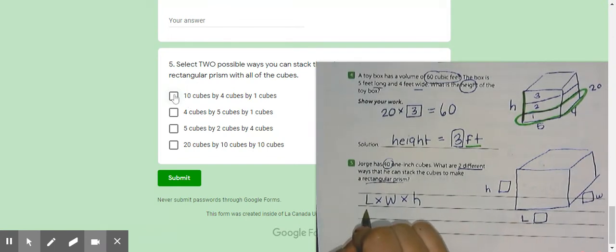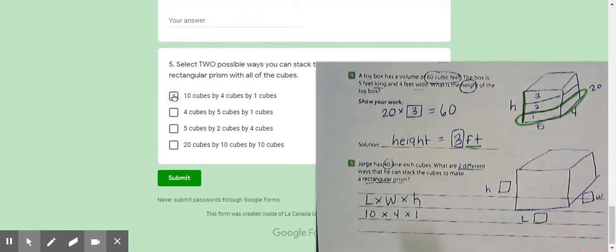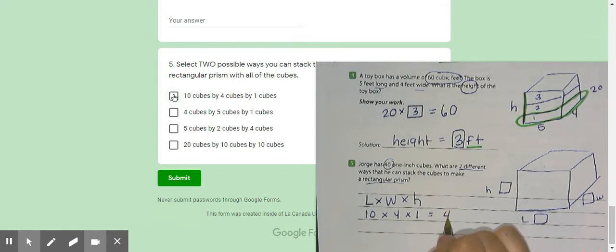10 by 4 by 1. So that means you would have a length of 10, a width of 4, and only one layer high. So this guy would be one layer of 40. So this guy checks out.